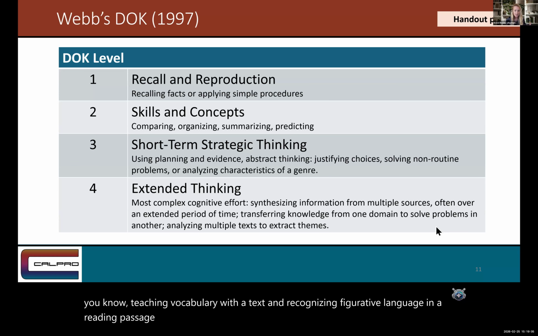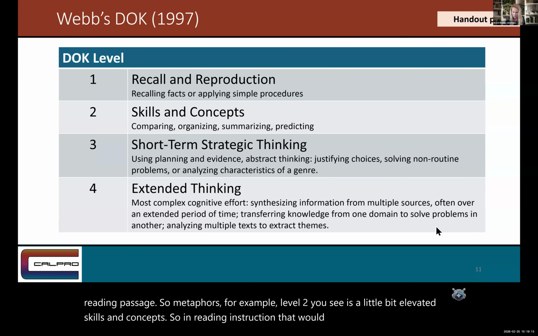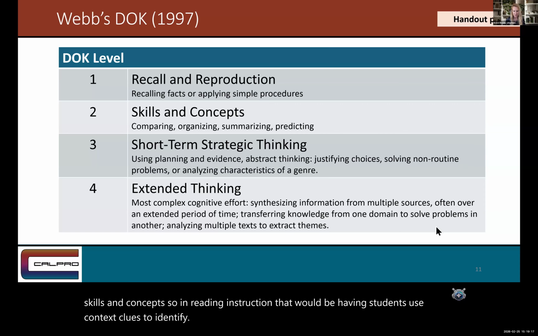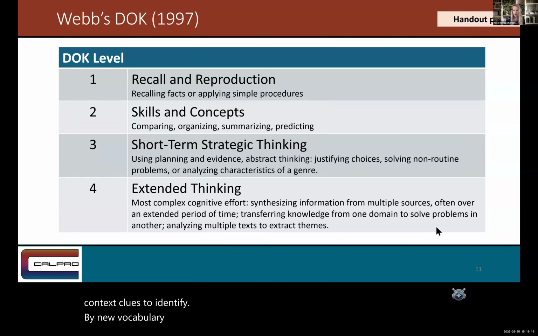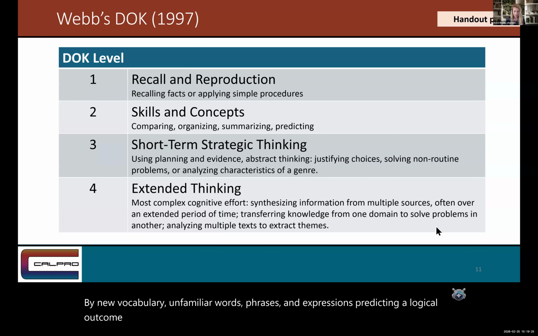Level 2, you see, is a little bit elevated. Skills and concepts. So in reading instruction, that would be having students use context clues to identify new vocabulary, unfamiliar words, phrases, and expressions. Predicting a logical outcome based on information in a text. Identifying and summarizing the major events in a narrative, for example.